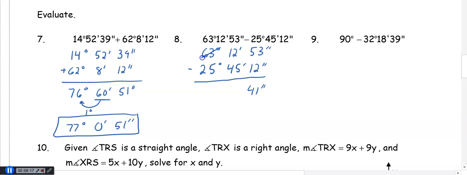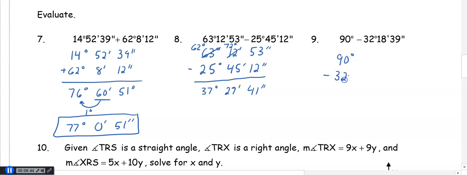So what I'm going to have to do is borrow. So I'm going to change this to 62 degrees, which moves 60 minutes over here, so that becomes 72. So now I can do 72 minus 45 to get 27 minutes, and then I can do 62 minus 25 to get 37 degrees.